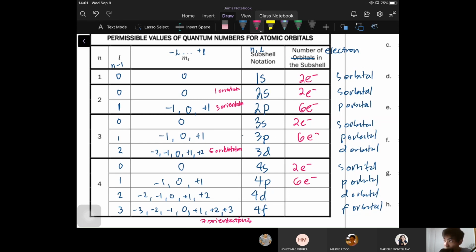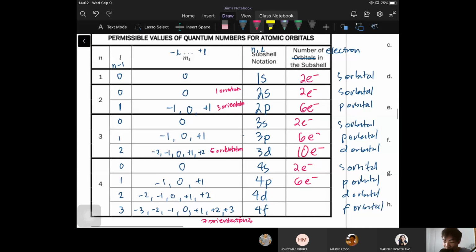Okay. So, for d orbital, it can have 5 different shapes. No? And each shape, they can occupy 2 electrons, di ba? So, ilang electrons yun in total for the 3d subshell? 10 electrons. No? And for the f orbital, it can have 7 shapes. No? And each shape, they can accept 2 electrons. Hence, the maximum is 14 electrons.